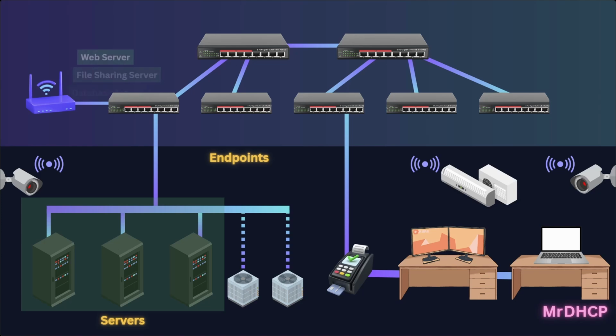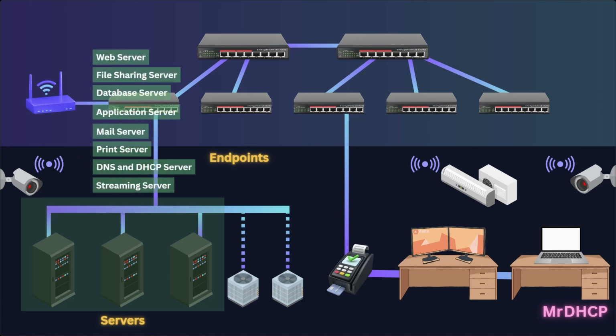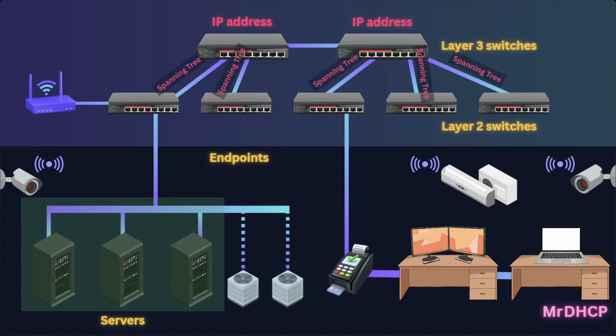Most common are web server, file sharing server, database server, application server, mail server, print server, DNS and DHCP server, streaming server, etc. Switches you find in today's networks can generally be categorized as either Layer 2 or Layer 3 switches. Layer 2 switches are traditional switches used to forward traffic based on the destination MAC address.